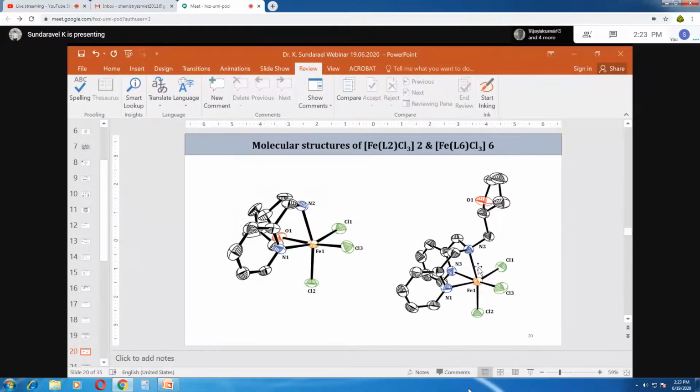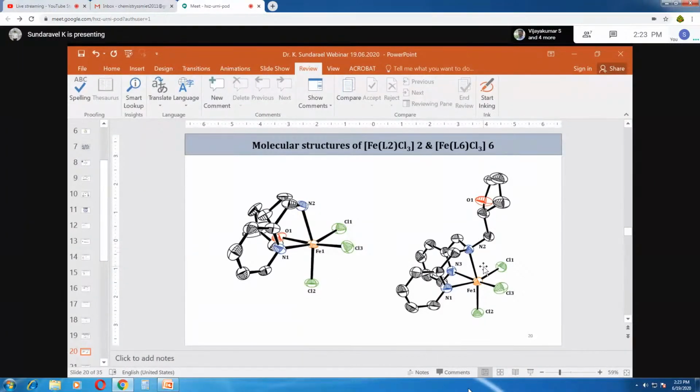Quite interestingly, while characterizing the complexes, we were fortunate enough to get the crystal structure of two of the representative complexes. In the complex L2, the tridentate ligand is capping the metal center in a facial manner, as in the enzyme, and the remaining chloride sites are replaced during the course of the reaction.